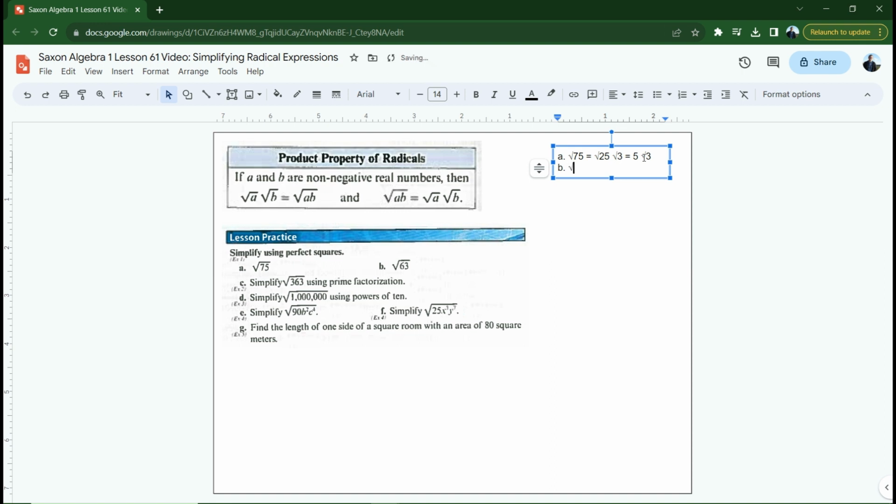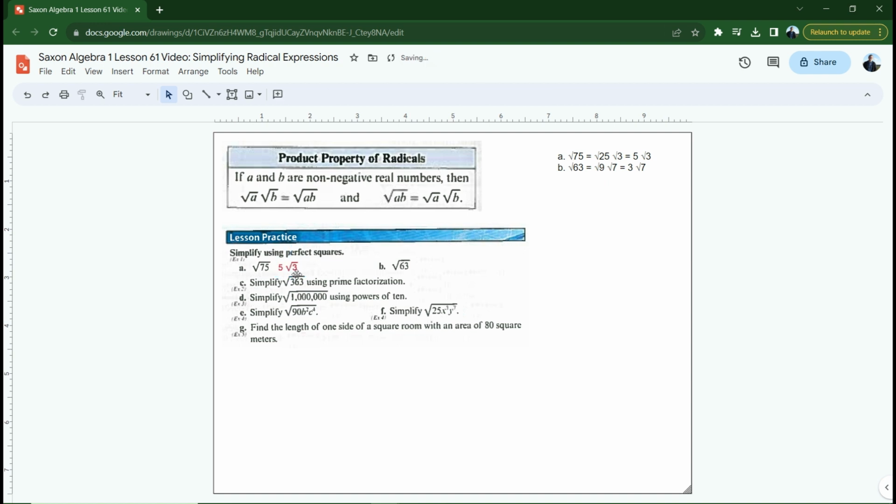What about the square root of 63? Well, 63 is 9 times 7. That means the square root of 63 is the square root of 9 times the square root of 7. One of those numbers can be simplified by its square root. The square root of 9 is just 3, so the answer here is 3 times the square root of 7. Hey, let's just go back and check these and make sure we answer them correctly. 5 square root of 3 and 3 square root of 7.